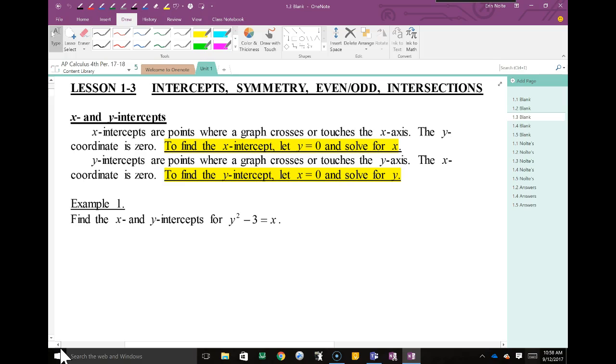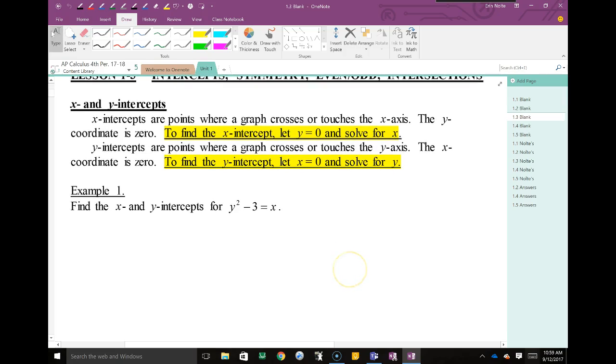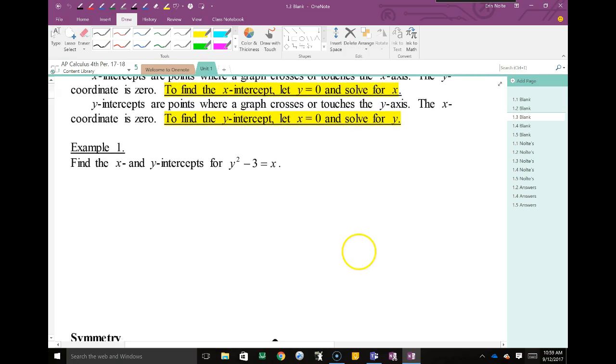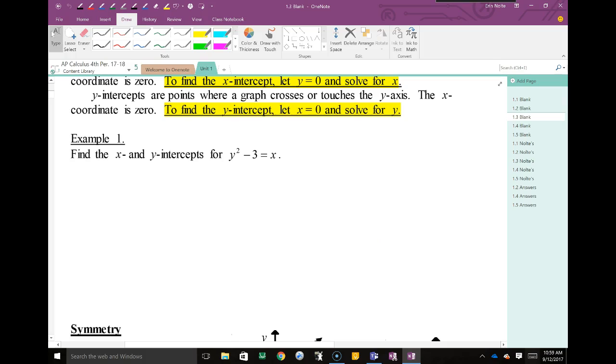Did everybody just say set the y equal to 0? And then to find the y-intercept, you set the x equal to 0, right? That's not new information to you? All right, let's find the x and y intercepts for example number 1. Let's start with the x-intercept. How do I find the x-intercept?